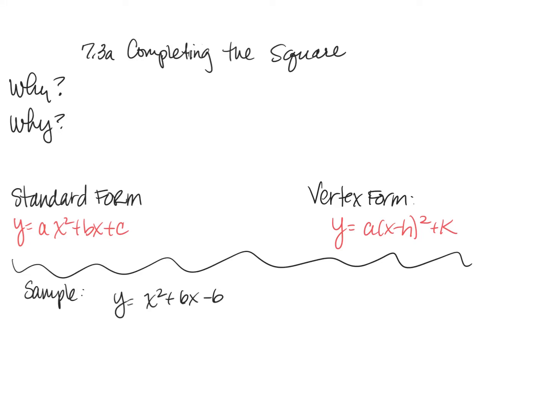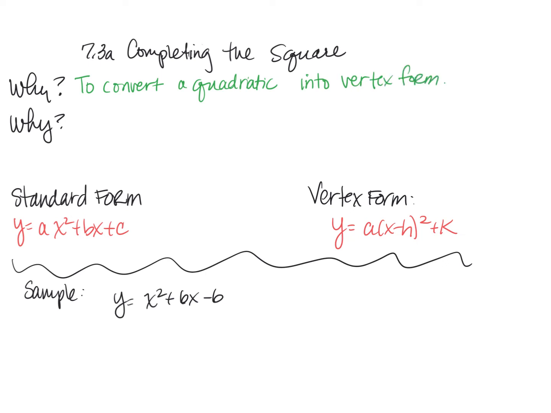All right, in our lesson 7.3, we're going to talk about completing the square. And you got to know, I know you're going to ask me why. Why do I need to complete the square? Well, why do you need to complete it? Because you need to be able to convert a quadratic into vertex form.